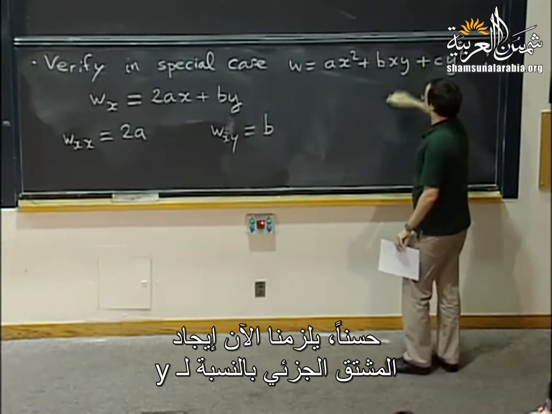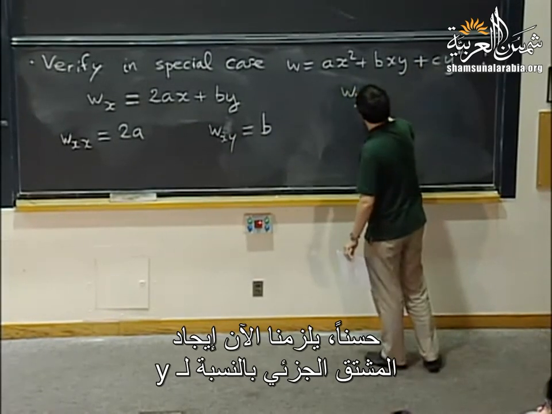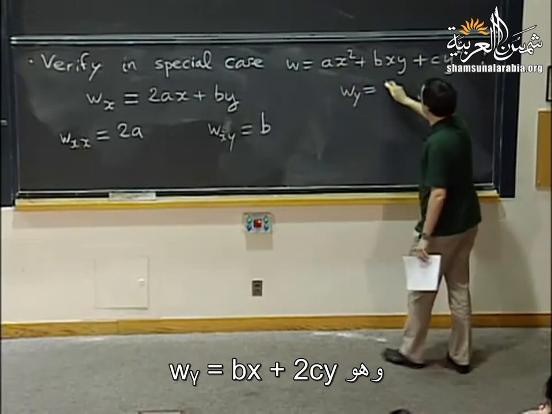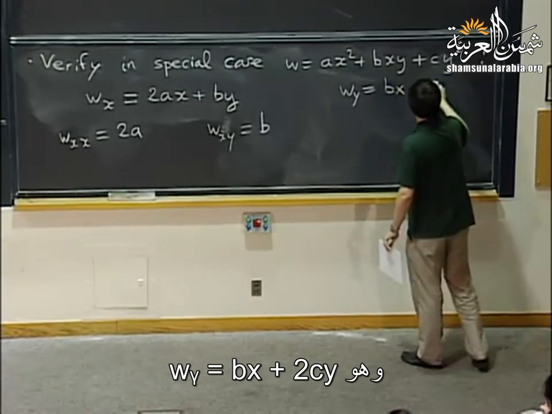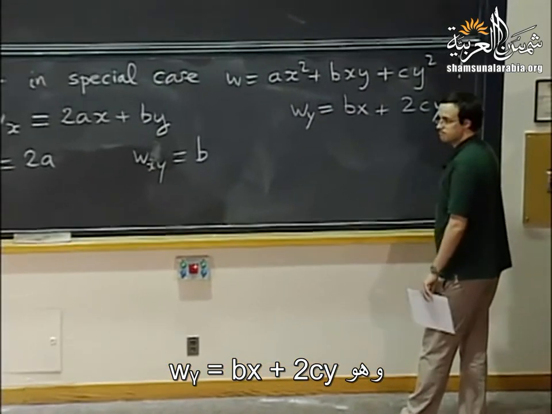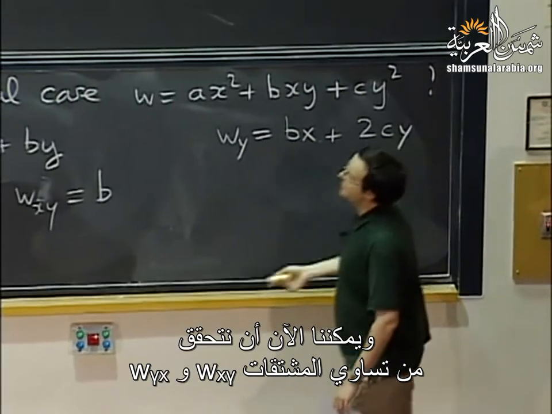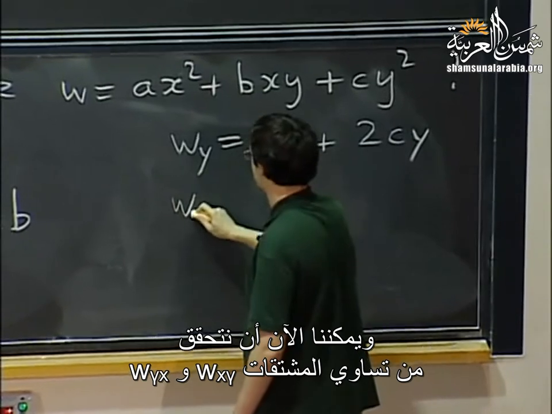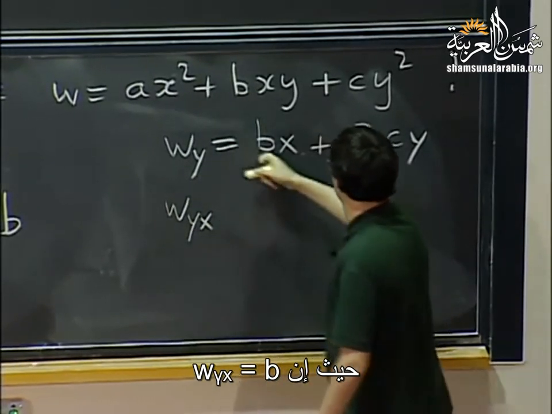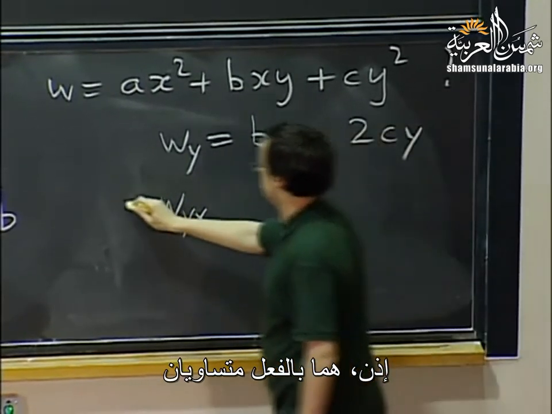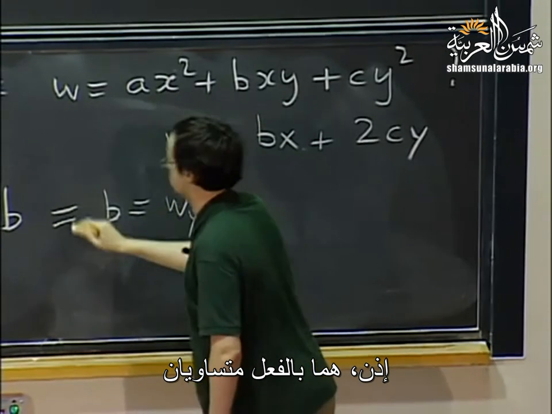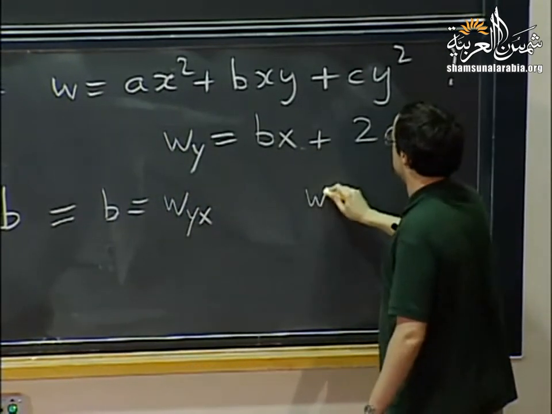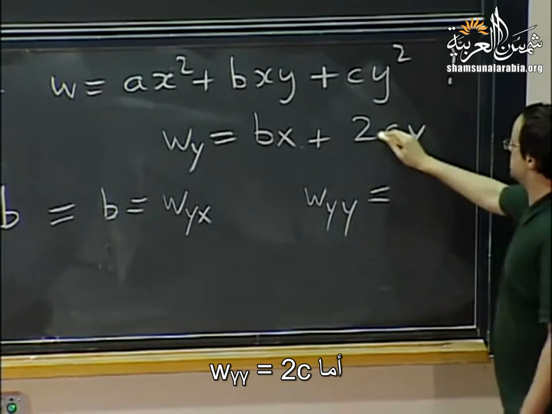Okay, now we need also the partial with respect to y. So w sub y is bx plus 2cy. In case you don't believe what I told you about the mixed partials w sub yx, you can check, and it's again b. So they're indeed the same thing. And w sub yy will be 2c.